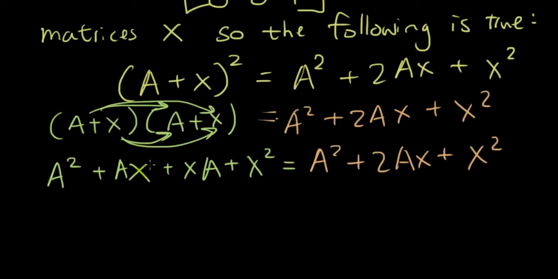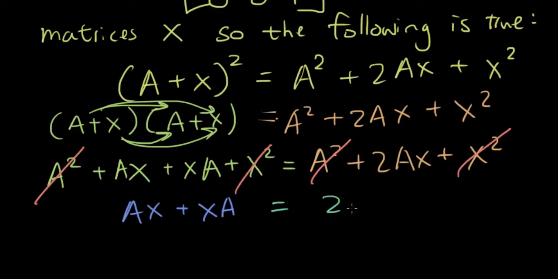Okay, now I'm going to start doing some crossing out. You can see here on both sides I have A squared and X squared. So I'm going to take A squared away on both sides, and X squared away on both sides. So basically minus A squared and minus X squared on both sides. And what do I end up with? I end up with AX plus XA on the left, and on the right hand side I end up with 2AX. So that means AX plus XA must equal 2AX.